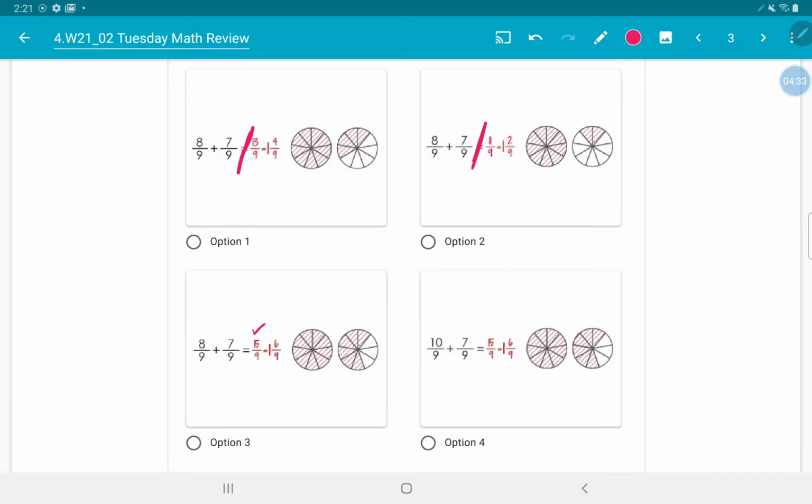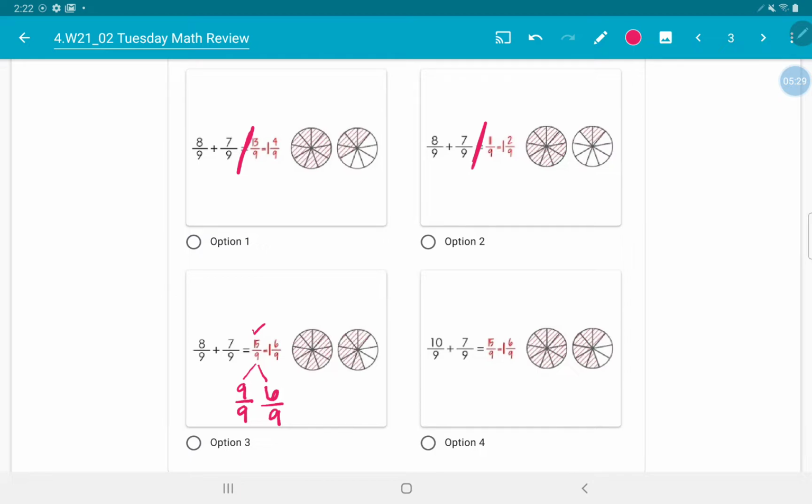We need to see if 15/9 is equal to 1 and 6/9. How many ninths does it take to make one whole? If I break 15/9 apart and I take out the whole, how many ninths does it take to make one whole? 9. So if I take out 9/9, how many ninths would I have left? 9 plus what equals 15? 6. So if 15 ninths can be broken up into 9 ninths and 6 ninths, is it true that that would be equal to 1 and 6 ninths?